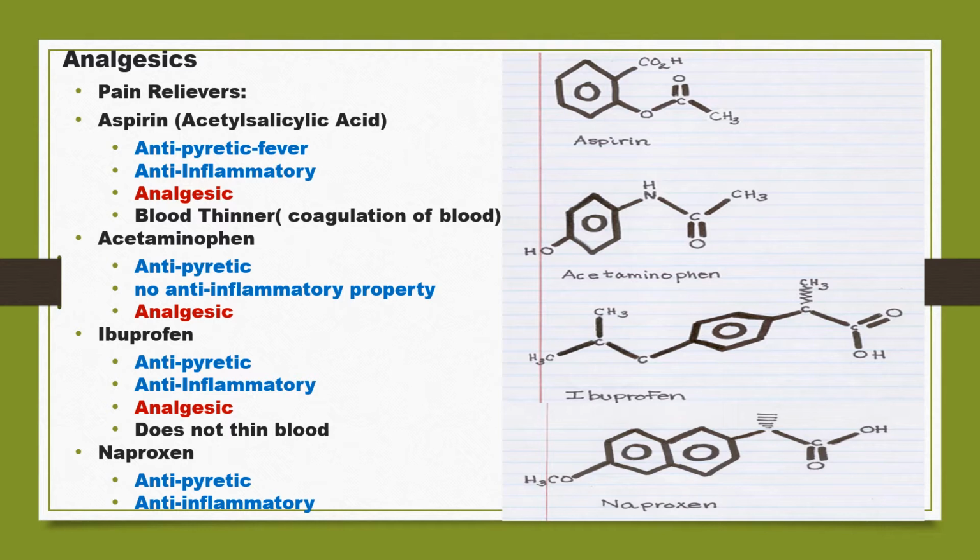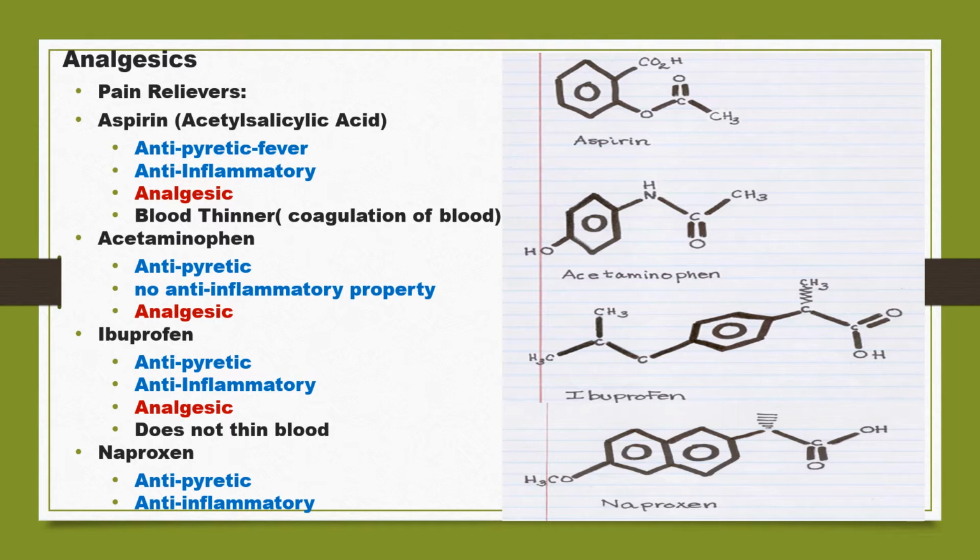pain relievers. But also, these drugs are administered not only for pain but also for fever, inflammation, or blood coagulation. And they're also called blood thinners, not because they thin the blood, but because they clear the blood vessels so that blood can flow smoothly and easily.